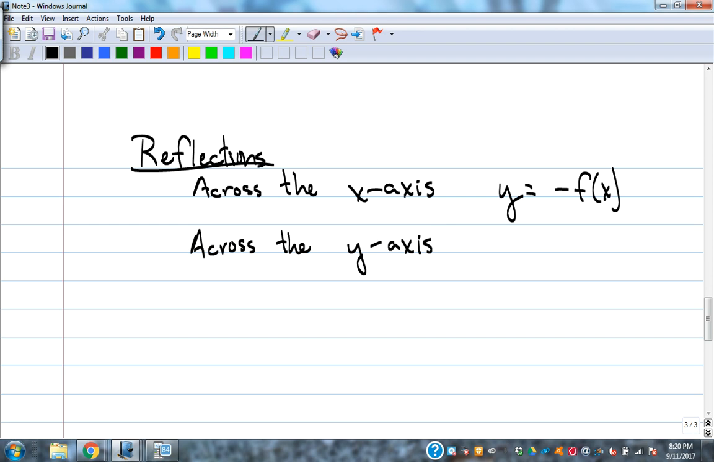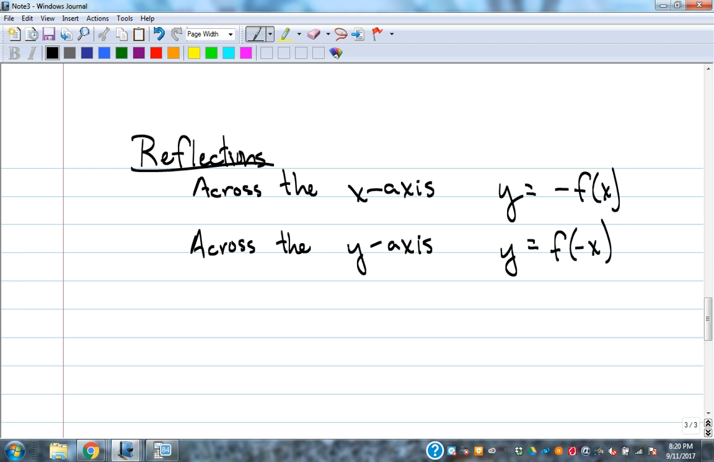If I'm on the y-axis, my hand's on this side. I reflect across the y-axis. My hand goes over here. What changes? The x values. Where my hand is vertically doesn't change. Where it's at horizontally does. So that's a horizontal. Horizontal things happen where? Inside. So the negative goes on the inside. Being able to recognize those things.